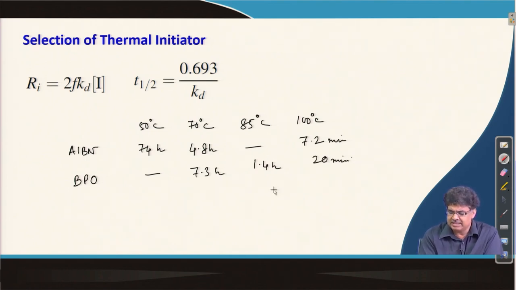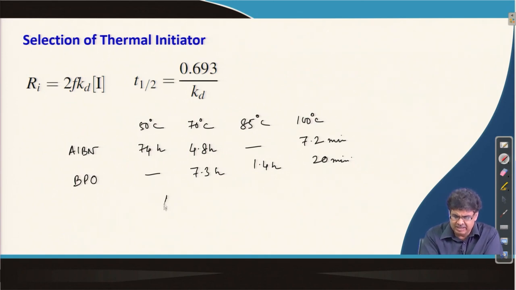So, if you look at this data, generally we look for the initiator which has a half-life of around half an hour in this range. So, if we do the reaction with AIBN at a very high temperature, 100 degree centigrade, most of the initiator will decompose in a very short time. Half of the initiator will decompose within 7.2 minutes. So, the reaction rate will be very fast, but as a result our molecular weight will be drastically low, and if the rate of polymerization is very high, there are some problems which I will discuss in coming slides.